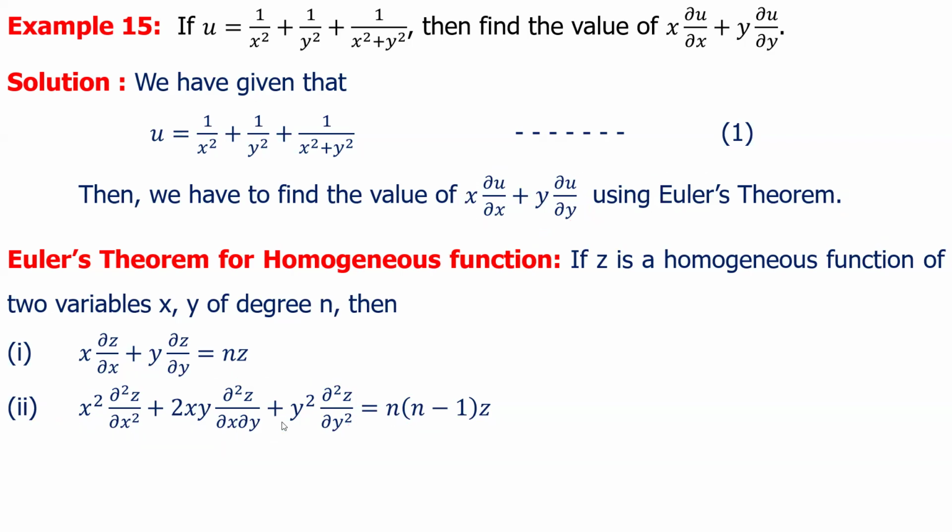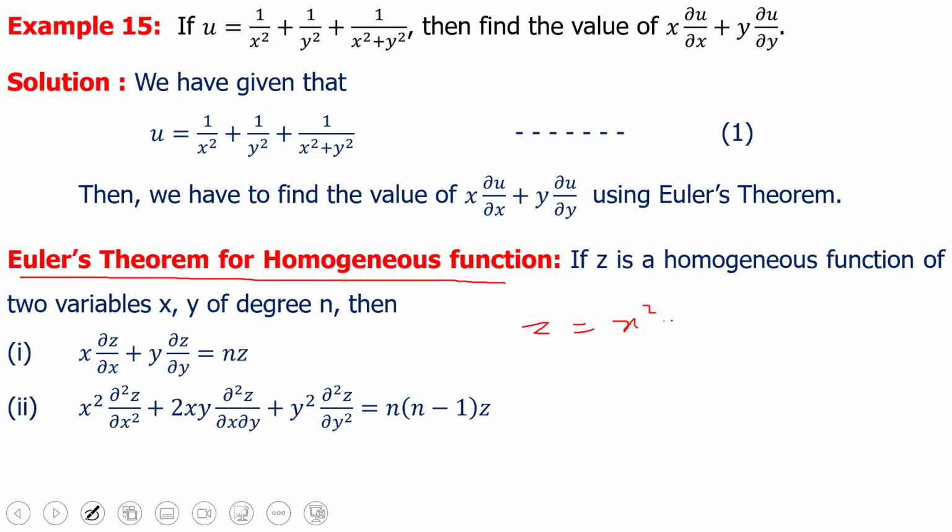Let me take one example to check Euler's theorem for homogeneous function. What is the meaning of homogeneous function? Homogeneous function means a function in which each and every term has the same degree. For example, suppose we have given z equal to x square plus y square plus xy. What is the degree of the first term? Its power is 2, so degree is 2. The power of y is 2. The power of x is 1 and y is 1, so 1 plus 1 is 2.